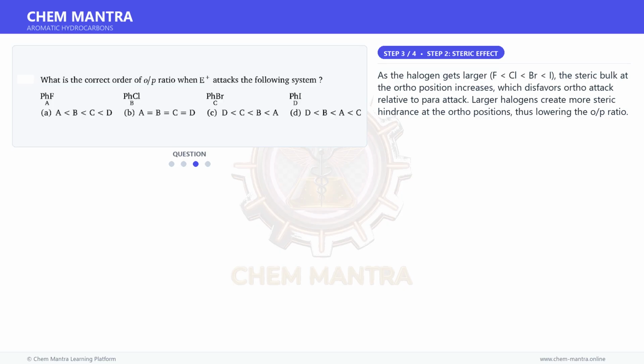As the halogen gets larger, F, Cl, Br, I, the steric bulk at the ortho position increases, which disfavors ortho attack relative to para attack. Larger halogens create more steric hindrance at the ortho positions, thus lowering the OP ratio.